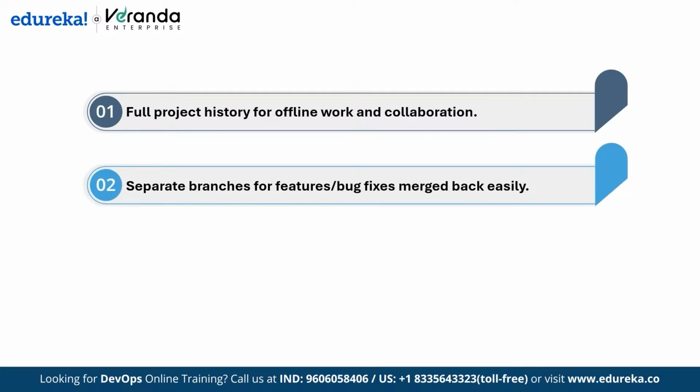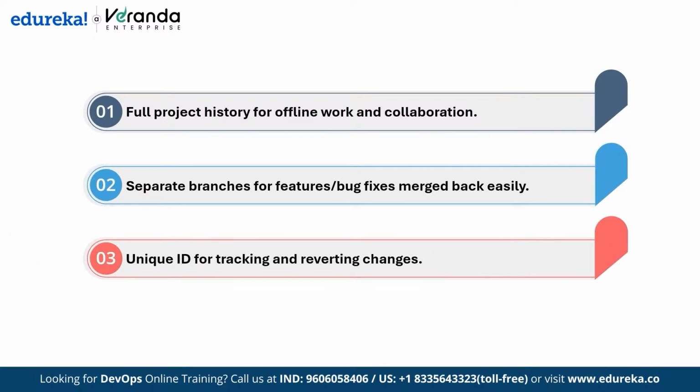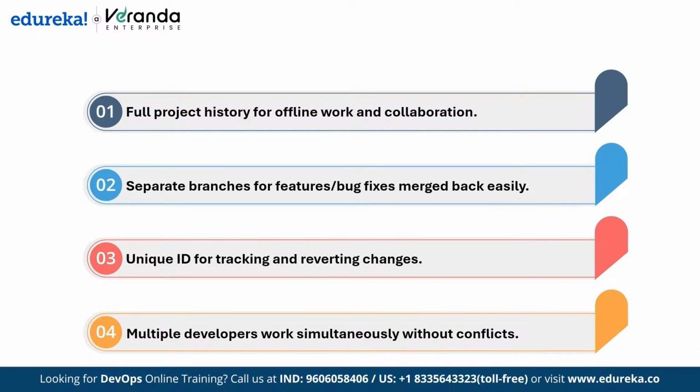Branching and merging. Git allows you to create separate branches for new features or bug fixes, which can be worked on independently and then merged back into the main code base. Git also has the commit history, where each change is saved as a commit with a unique ID, making it easy to review, track, and revert changes. Git also supports collaboration among teams by allowing multiple developers to work on different parts of the code simultaneously without conflicts.